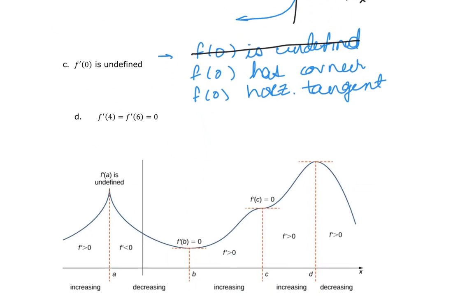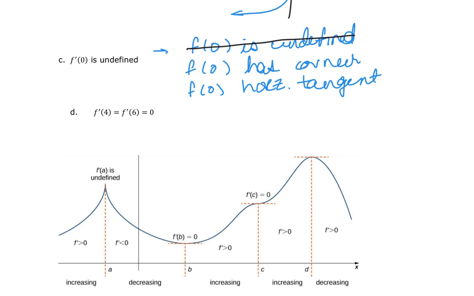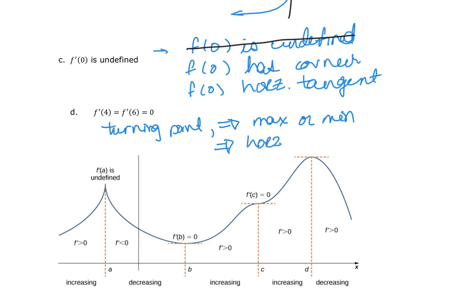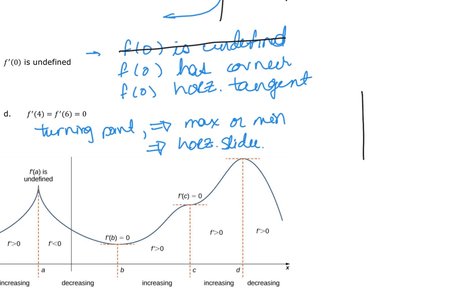Now, the next example, we have f prime of 4 equal to f prime of 6 equal to 0. Now, we know when this happens, that means that we have a turning point, or in other words, a max or min. It also means, if it's not a turning point, I could have a horizontal slide. But what I do know is at 4 and 6, the slope of the tangent is 0.